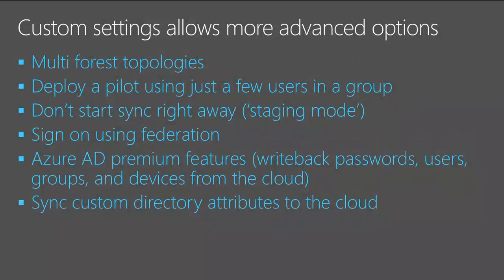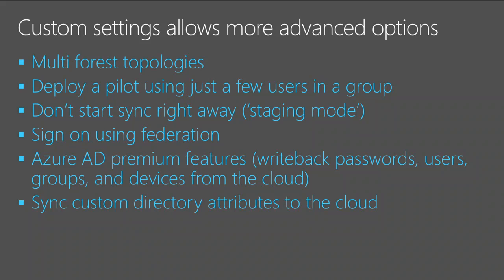Okay, so more advanced options in Azure AD Connect. Multiple forest topologies. Deploy a pilot using just a few users in a group, which is very good. So if you wanted to do a pilot using this, you could enable it that way. There is an option for don't start sync right away. So in other words, a staging mode. So you can go through and select your options and do your testing that way. You just do not do the actual sync.